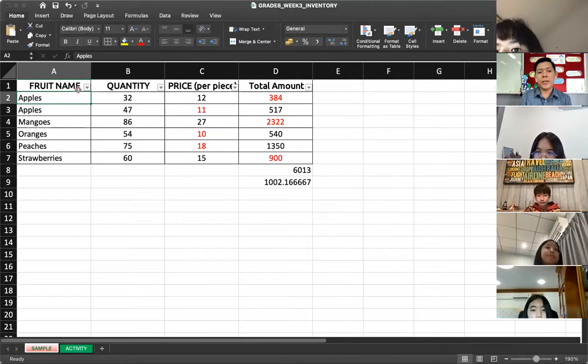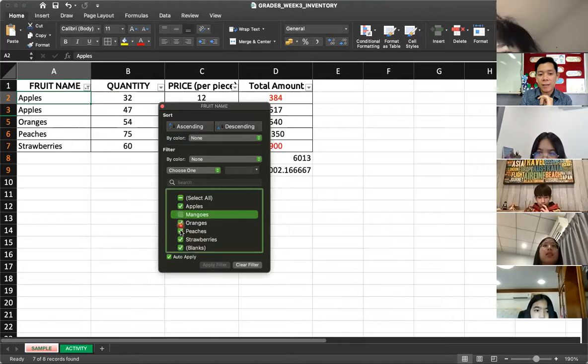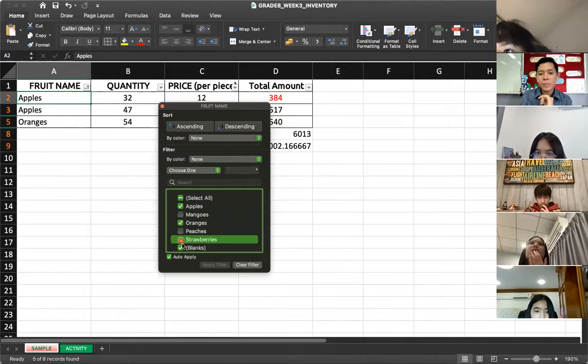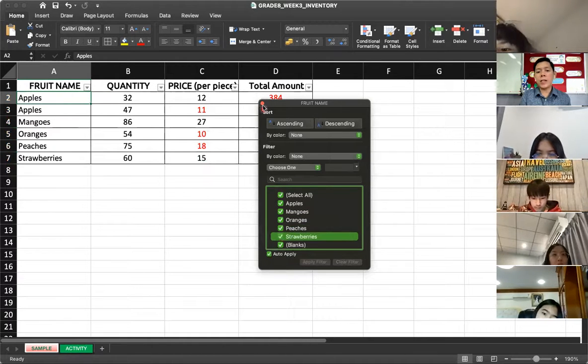For example, here under fruit name, please click the drop down arrow. When you click the drop down arrow, you will have something like this, right? Yes or no? So for example, you want apples and oranges only to appear on your worksheet. You can just check apples and oranges and uncheck the other fruits. Once you do that, students, only the apples and oranges will appear. Okay, so that's it.